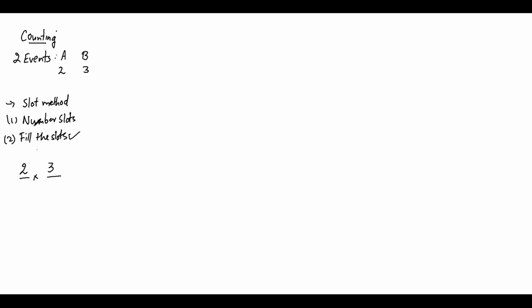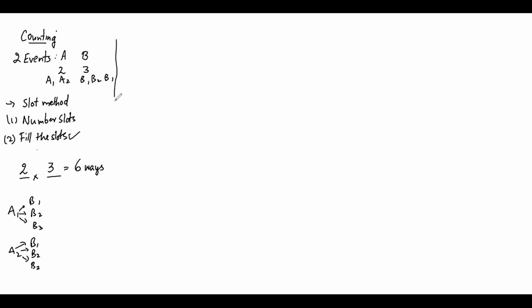Why are you going to multiply it? Because let's say event A can be done in 2 ways, A1 and A2. Event B can be done in 3 ways, B1, B2, and B3. So A1 can be clubbed with B1, B2, B3, and A2 can be clubbed with B1, B2, and B3. Each is connected with 3, which is why you multiply. So the total can be done in 6 ways.